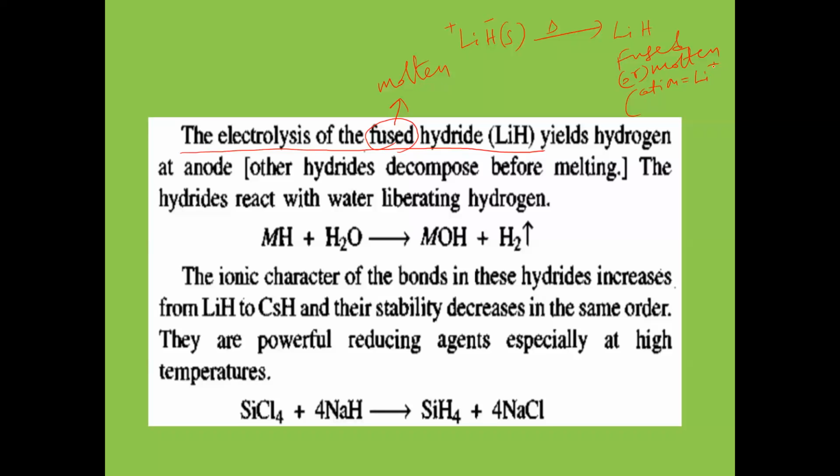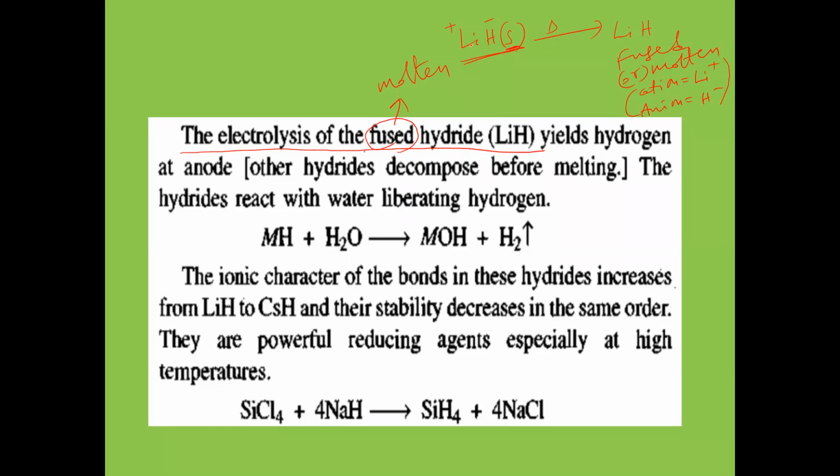Li plus, and the anion is H minus. What is the anion available here? H minus. What is the cation available? Li plus. Now, what is the difference between fused lithium hydride and solid lithium hydride?